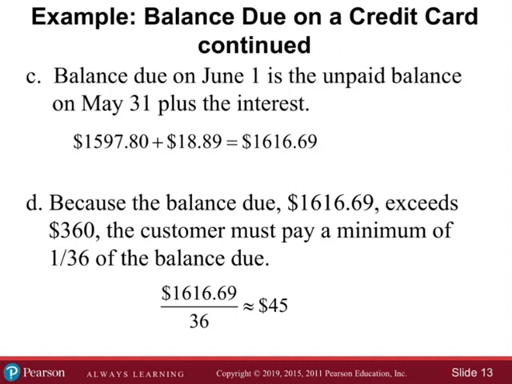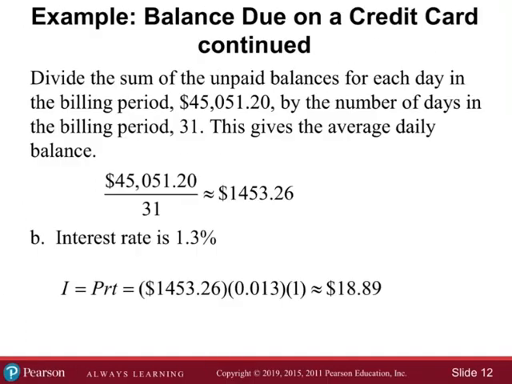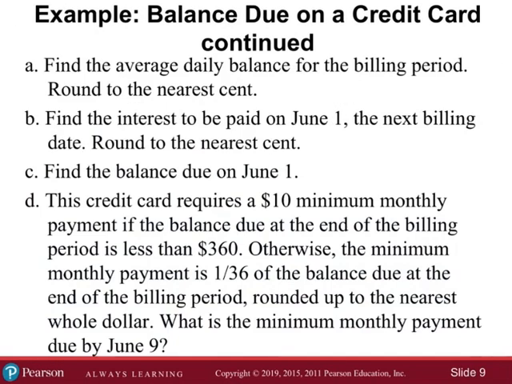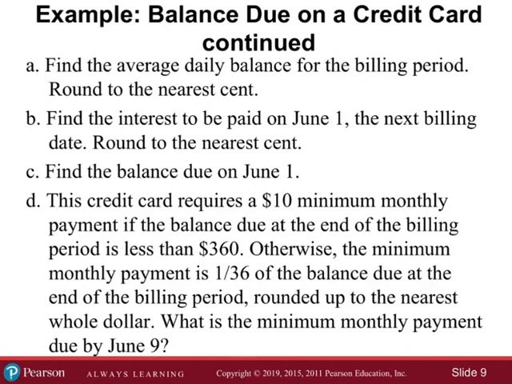Because the balance due, the 16, 16, 69 exceeds 360, the customer must pay a minimum of 136. Let me go back to D because I think they gave us some information in that setup. It says this credit card requires a $10 minimum monthly payment if the balance due at the end of the billing period is less than 360. Oh, so they charge you if it's a low balance, $10 a month just to have this card. Otherwise, the minimum monthly payment is 136 of the balance due at the end of the billing period, right?